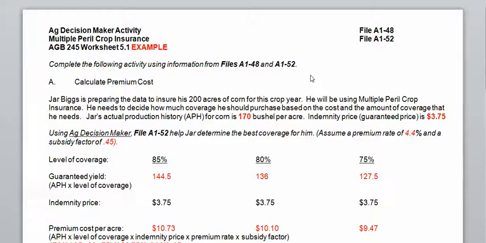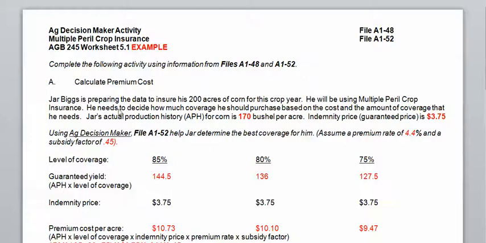Hello, today we're going to look at assignment 5.1, example. Okay, in this example we are looking at a crop insurance situation, and we're computing our premium costs, and then we are also computing our payments if indeed we are entitled to a payment. Okay, let's look at this example.